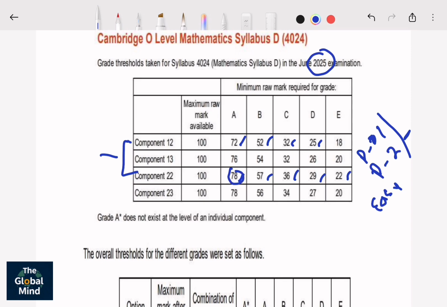78 is high. It means that the paper was easier, and 72 means the paper was moderately a little tough. So this is another analysis which we can see as well, that you should always focus more on paper component 1 2, because it is tough. It looks from this result that it looks tough.